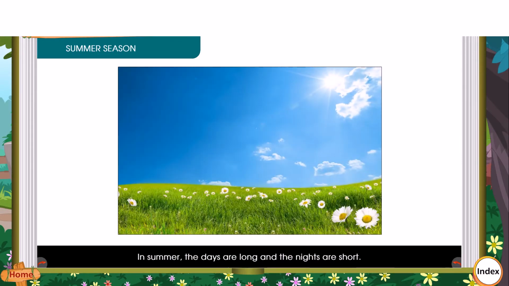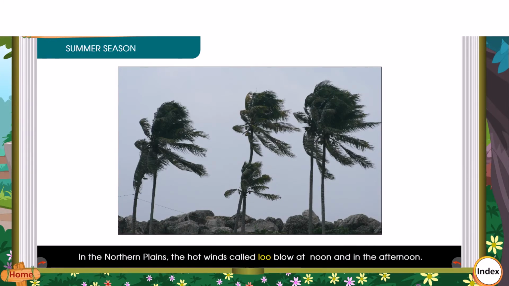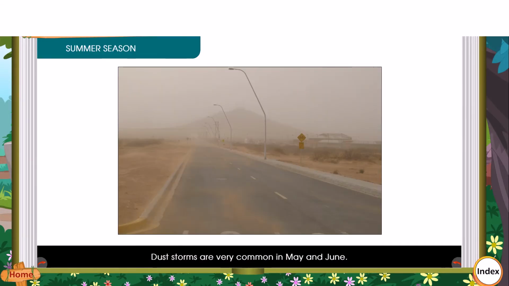In summer, the days are long and the nights are short. In the northern plains, the hot winds called Loo blow at noon and in the afternoon. Dust storms are very common in May and June.